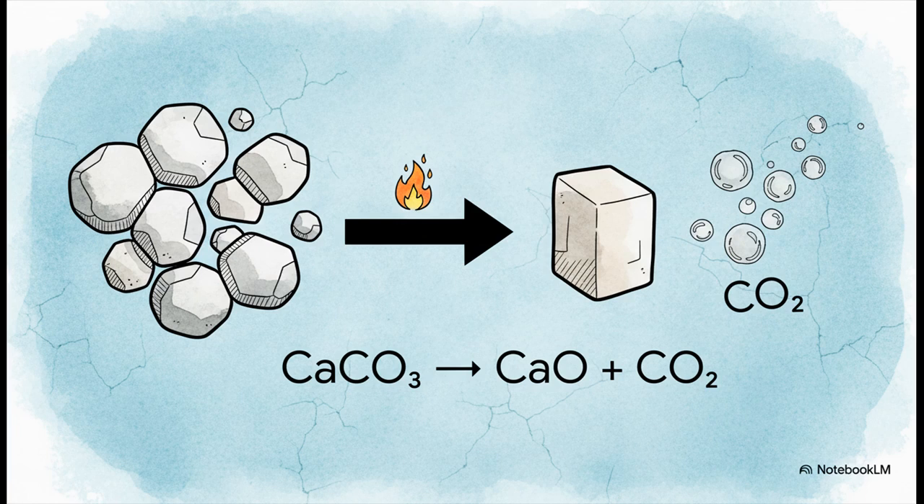And then, of course, there's decomposition, the big party breakup. It happens. You take a single compound, like calcium carbonate, you give it a little nudge, maybe you turn up the heat, and it decides to split into simpler things. In this case, it breaks down into calcium oxide and carbon dioxide. So one thing splits into two or more.